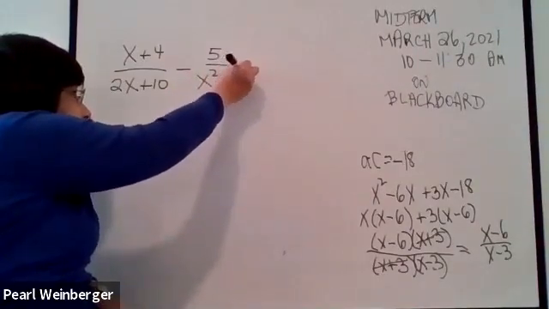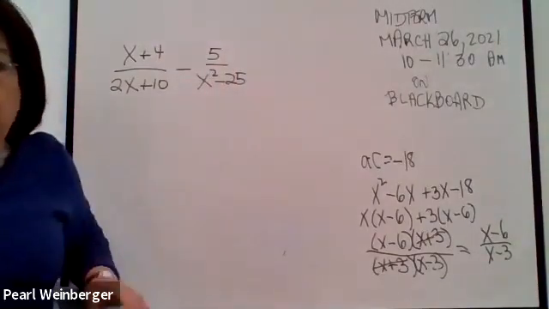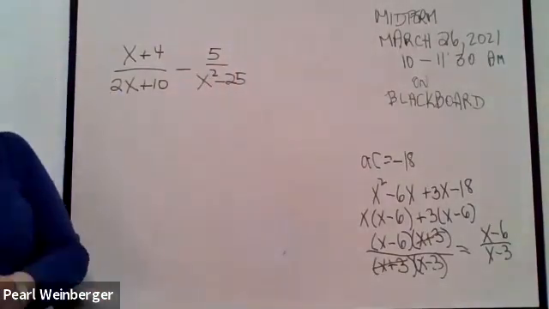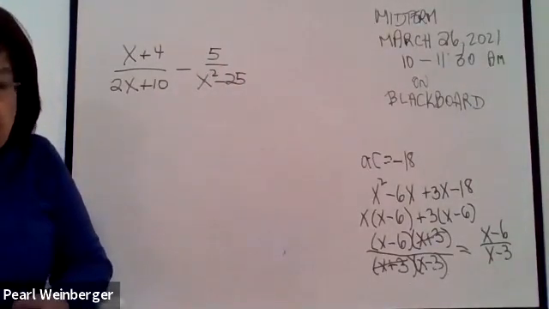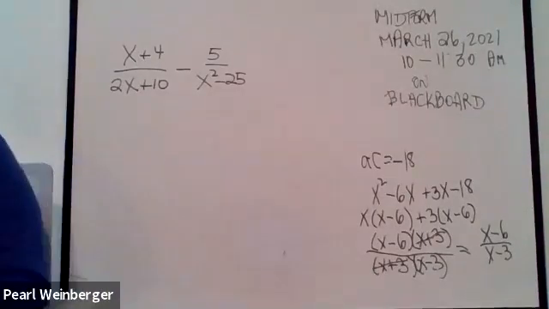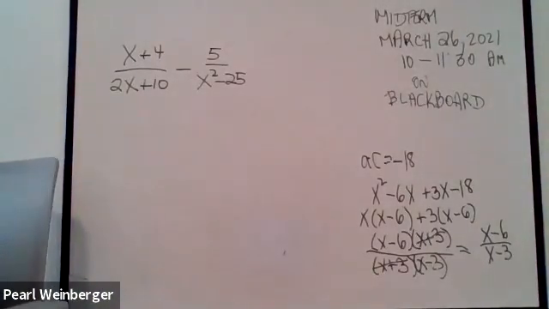Okay, we're going to do this in steps. The first thing I want you to do is figure out what is the LCD. What should be the least common denominator? While you're doing that, I'm going to be taking attendance.